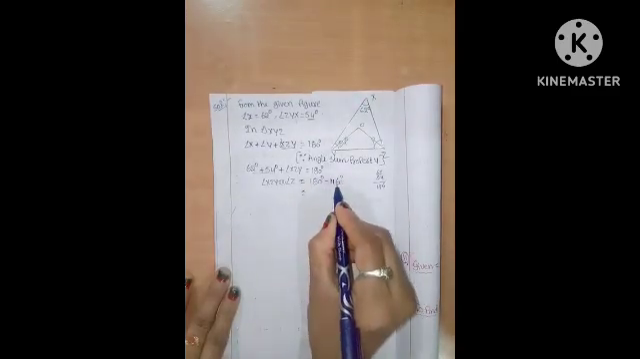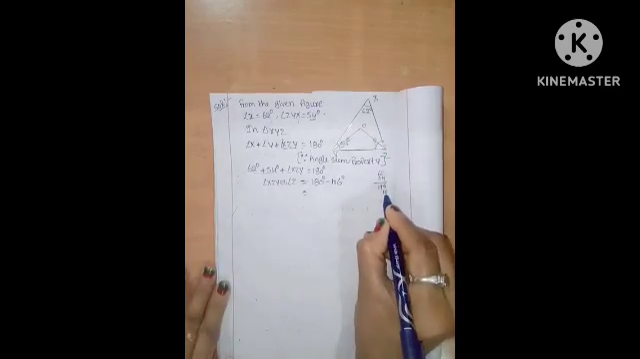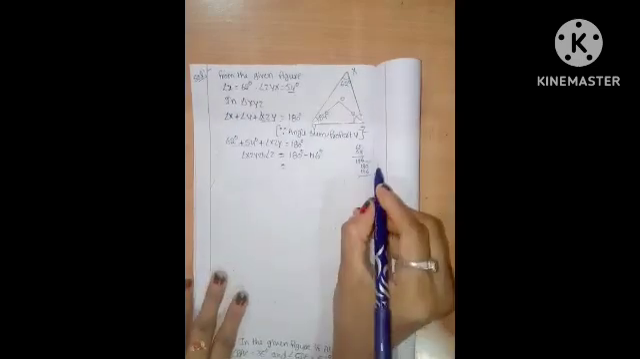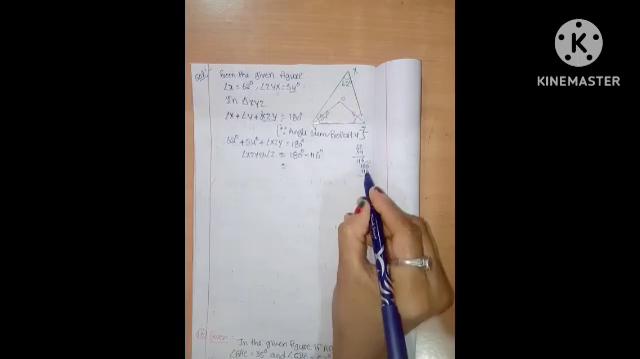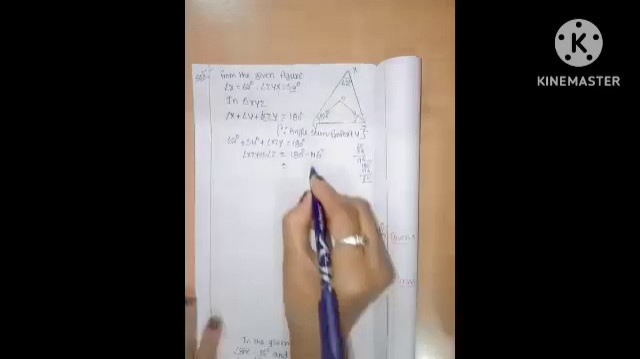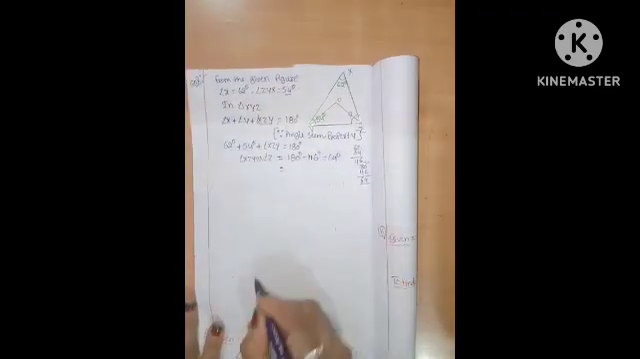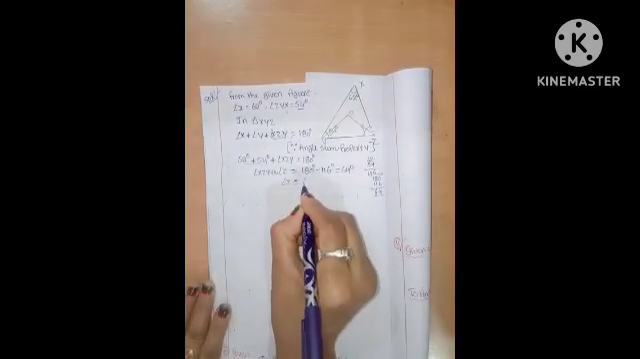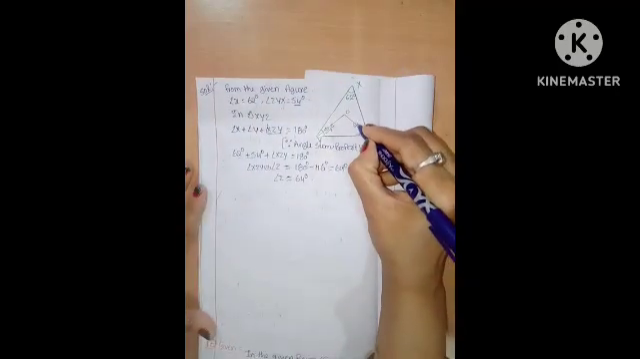Okay, subtracting these two terms. How much do you get? Borrowing 10 here, 10 minus 6 is 4. Here it is 7, 7 minus 1 is 6. So we get 64 degrees. This is nothing but Z only. Angle Z is equal to 64 degrees.